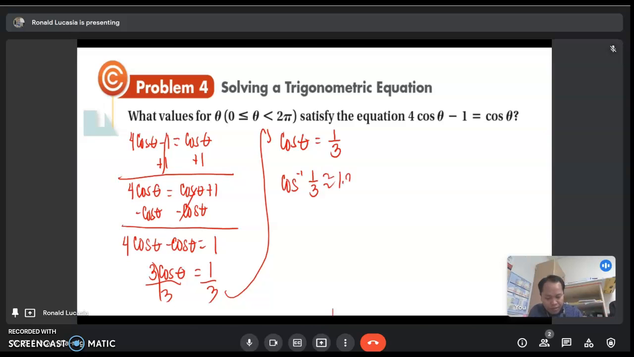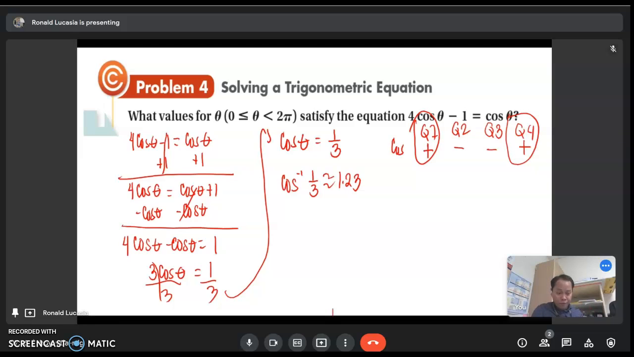So 1.23, it's positive. Recall that cosine in quadrant 1 is positive. Cosine is the x. In quadrant 2, cosine is negative. In quadrant 3, cosine is negative. And in quadrant 4, cosine is positive. So cosine is positive in quadrant 1 and quadrant 4.